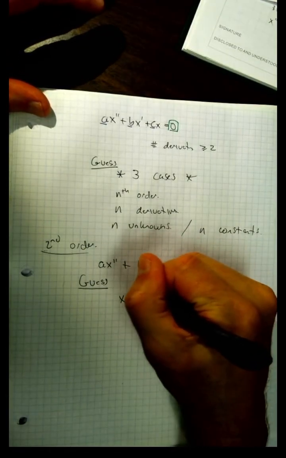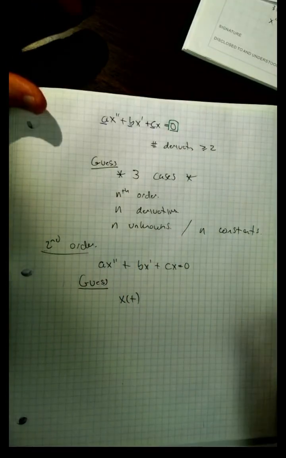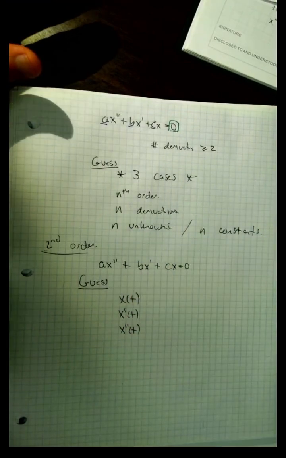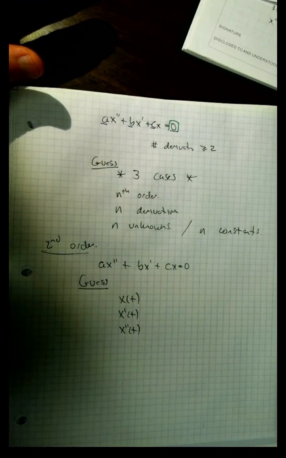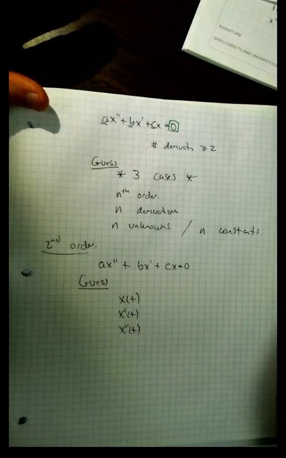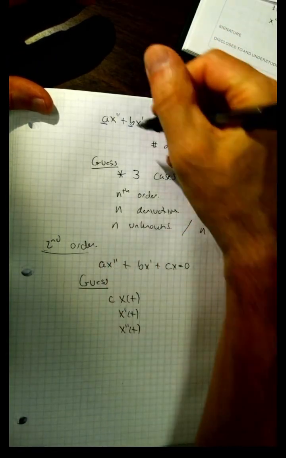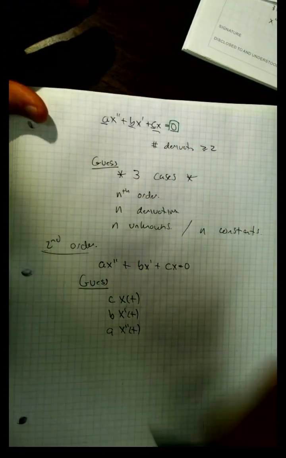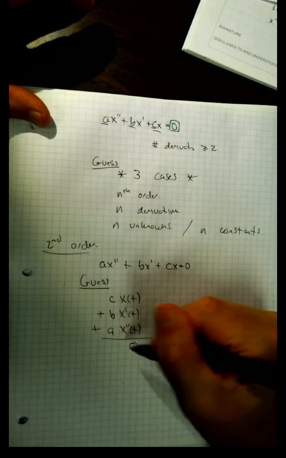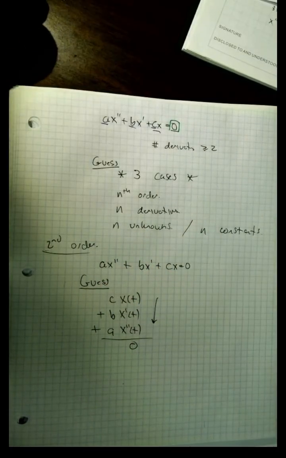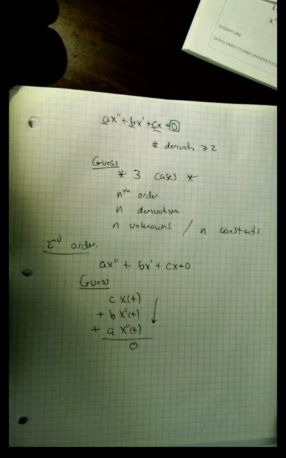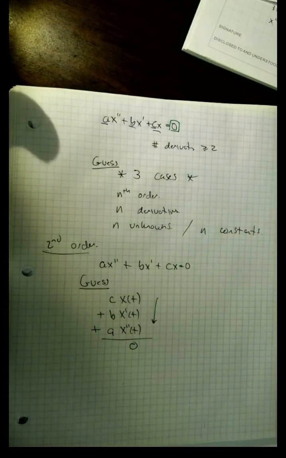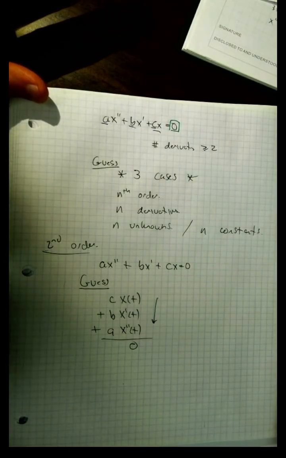So the idea is we have our function x. We're going to take a derivative, and then a second derivative, and plug it back into the equation. And when we plug it back into the equation, everything has to add up to 0. So here we have c times x, b times x prime, and a times x double prime. When I add all those things up, everything has to cancel out, and I'm left with 0. And so the question becomes, what kind of functions, when I plug them in here, basically look like themselves and allow us to cancel things out?